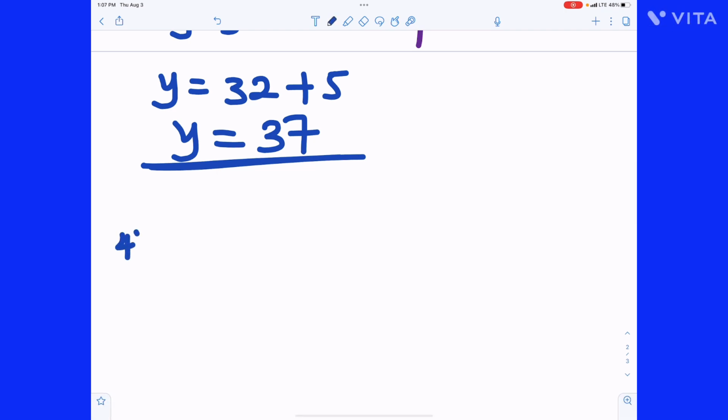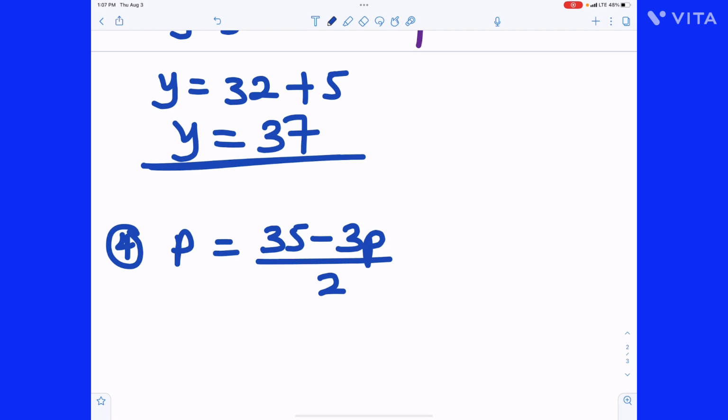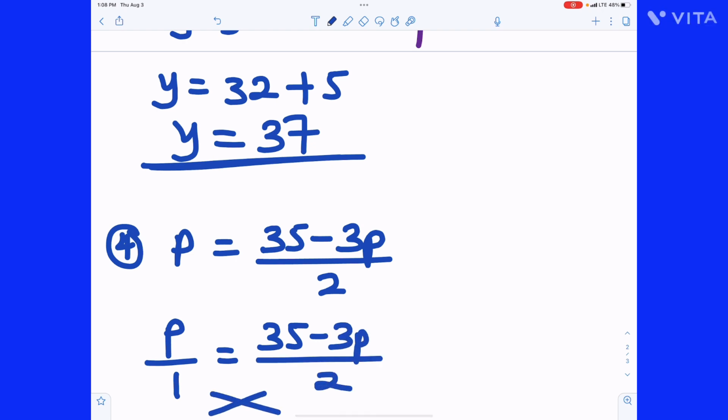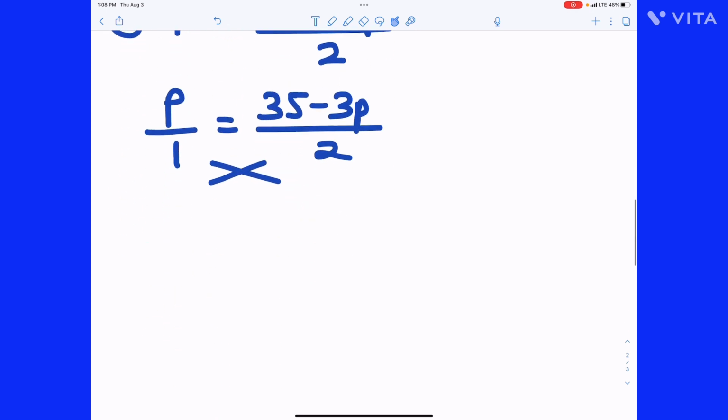In question 4, p is equal to 35 minus 3p over 2. Write this as p over 1 is equal to 35 minus 3p over 2 and cross multiply. When you cross multiply, what do you get? You get 2 times p. 2p is 1 times. Okay, let me write this in steps just to make it clear.